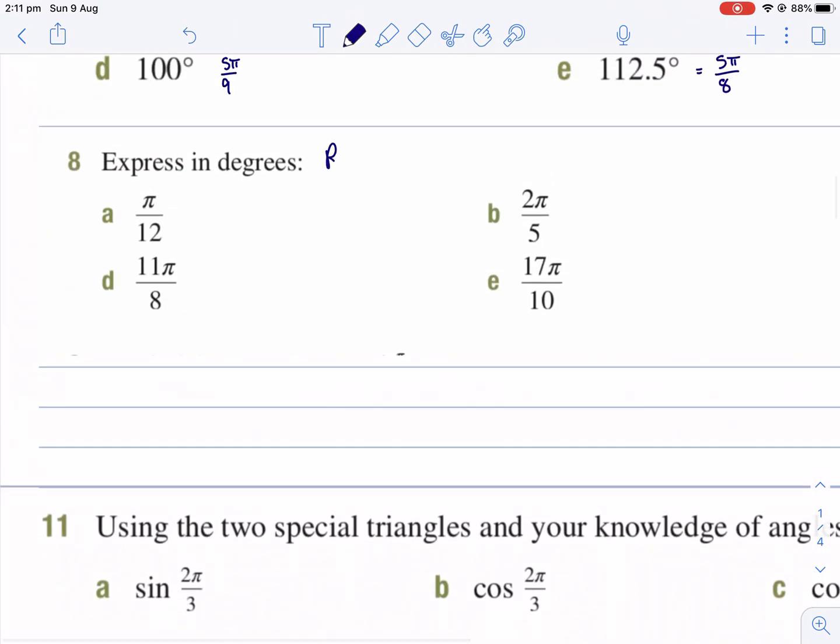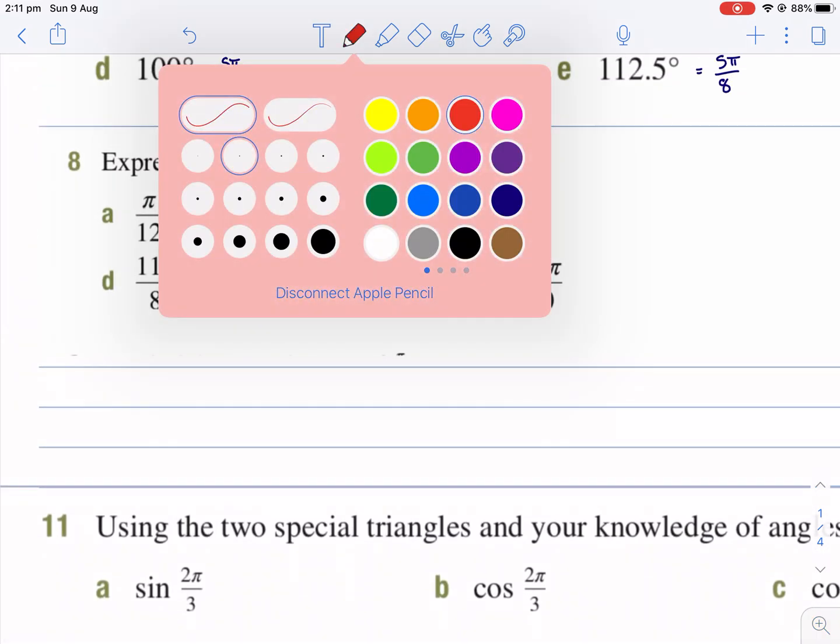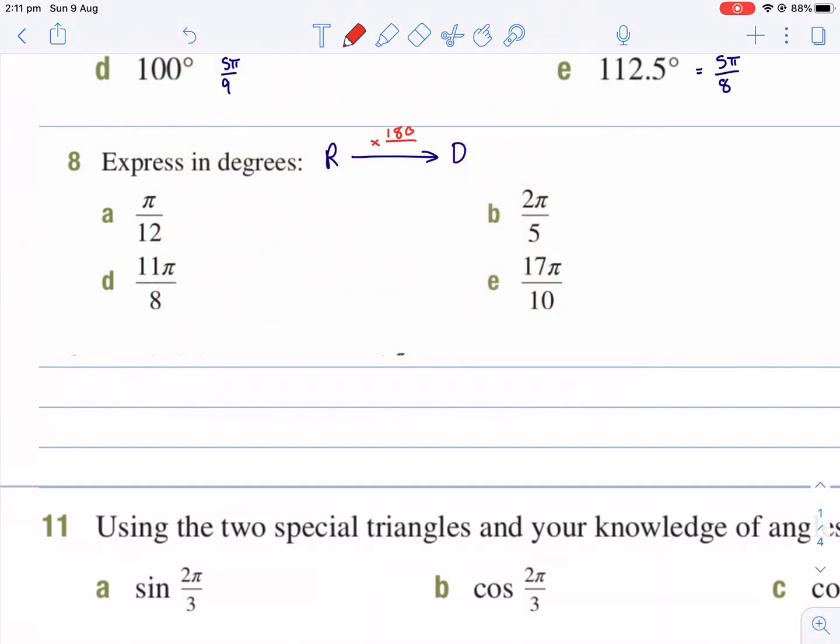These ones, if you're going from radians to degrees, you times by 180 on pi. So if we do pi on 12 times 180 on pi, the pi's are cancelled out, yeah? So 180 on 12 simplifies to 15 degrees. 2 pi on 5, 2 pi on 5 times 180 on pi. The pi's will always cancel out. So it's always the fraction times 180.